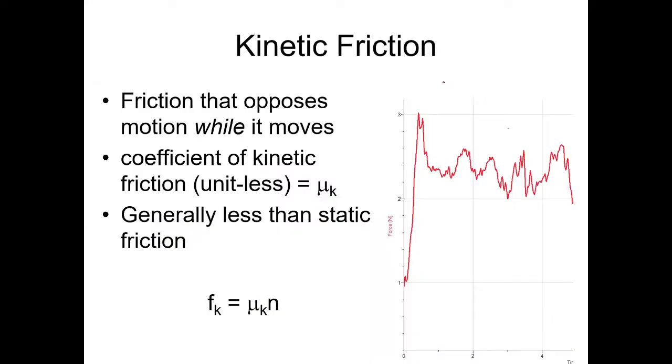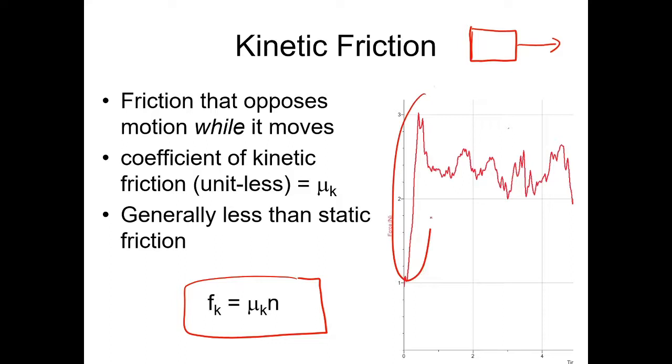Now there's kinetic friction. That's friction that opposes motion while it moves. The coefficient is mu k, and it's generally less. But what's really convenient is we don't have to memorize another formula. It's the same formula. You say, what's going on in this graph? What I did in this graph was I had a wooden block, like the wooden blocks we use, and I was pulling it with a spring scale. We actually took this data in class a couple of years ago, and this was connected to a sensor, to a computer.